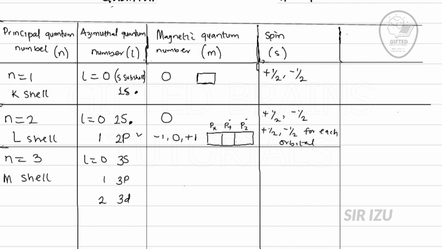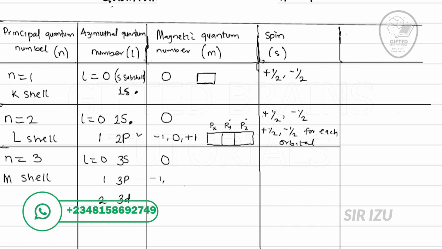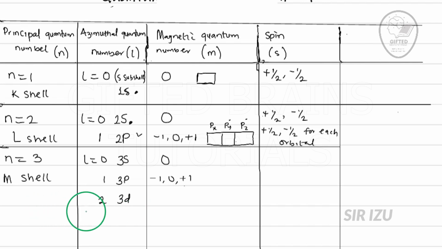Talking about the shell they belong to. These three values you are seeing here are just talking about the shell this s, p, and d belong to. And obviously, the m value, which is the magnetic quantum number, will be 0 for the s. Then for the p, it will be -1, 0, and +1. For the d, it will be -2, because the L value is 2. So -2, -1, 0, +1, and +2.